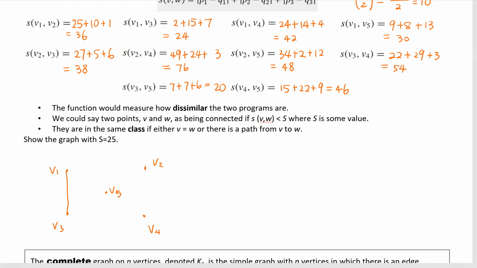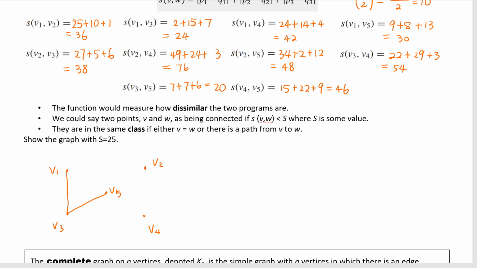V2, V3, 38 is so big. V2, V4, 76 is big. And then 48 is big, 54 is big, 20 is small. So V3 and V5, there is an edge connecting them. And then 46 is big. Okay, so when the dissimilarity is less than 25, we build an edge between those 2 vertices. Okay, so this is the graph we get.